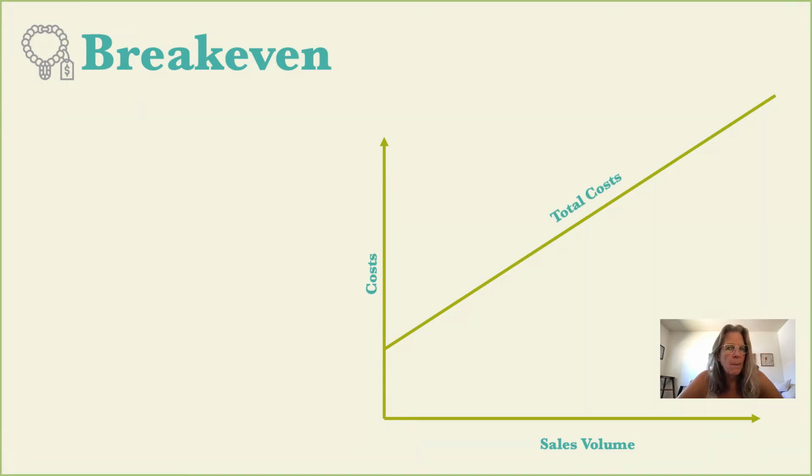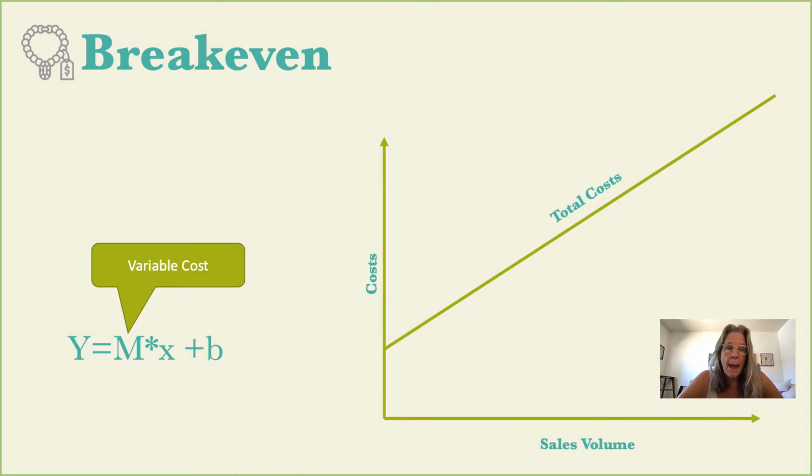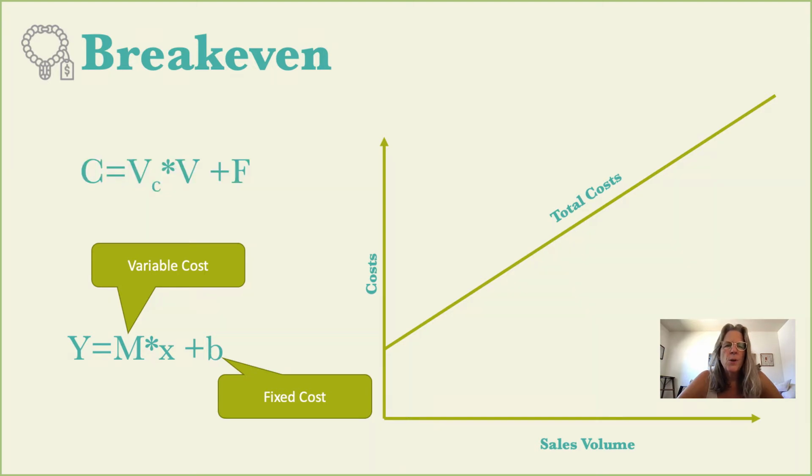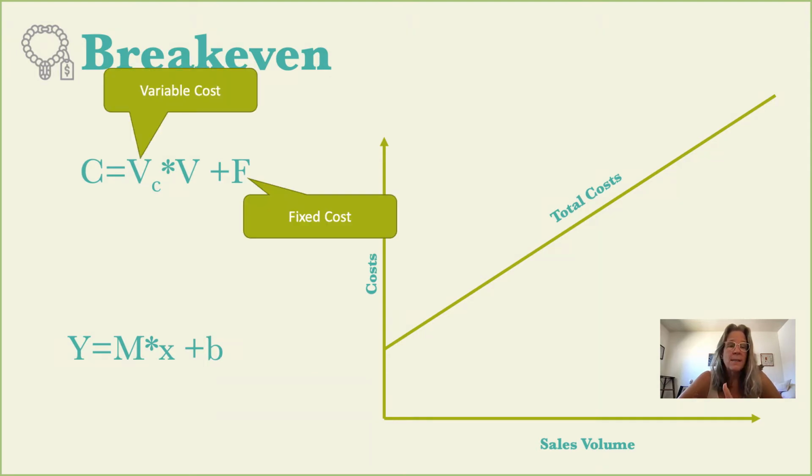And just like we talked about before, this is the same as the standard equation you're used to, y is equal to mx plus b. In this case, m is the slope, which is the variable cost associated with this cost curve, and the b value is the fixed costs. So we can rewrite it this way: C, the total cost, is equal to the variable cost times the volume plus the fixed costs. It's the same exact equation.